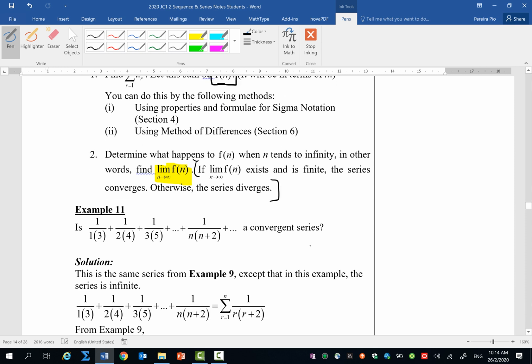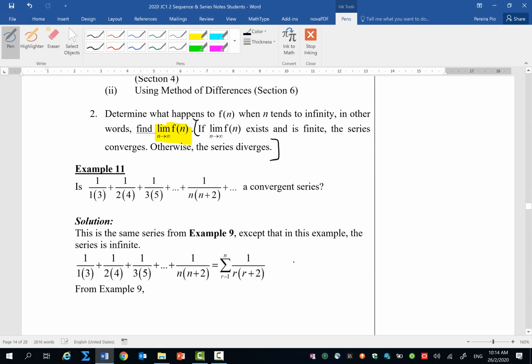Let's look at example 11. Example 11 is a fairly straightforward example. I think this was done previously. You notice this whole thing here is actually an infinite series. So now we ask, is this a convergent series? If the series is finite, it doesn't make sense to talk about whether it's convergent, because obviously it will converge. The only question you want to ask is, is it convergent if I add an infinite number of terms?